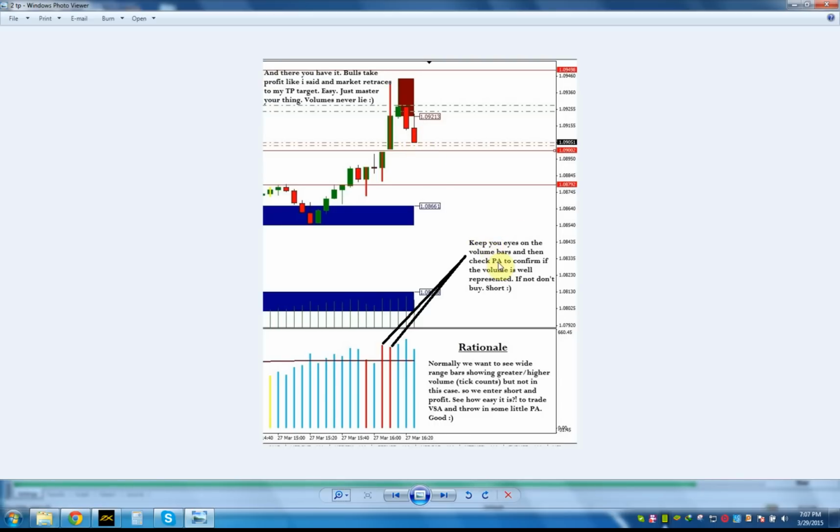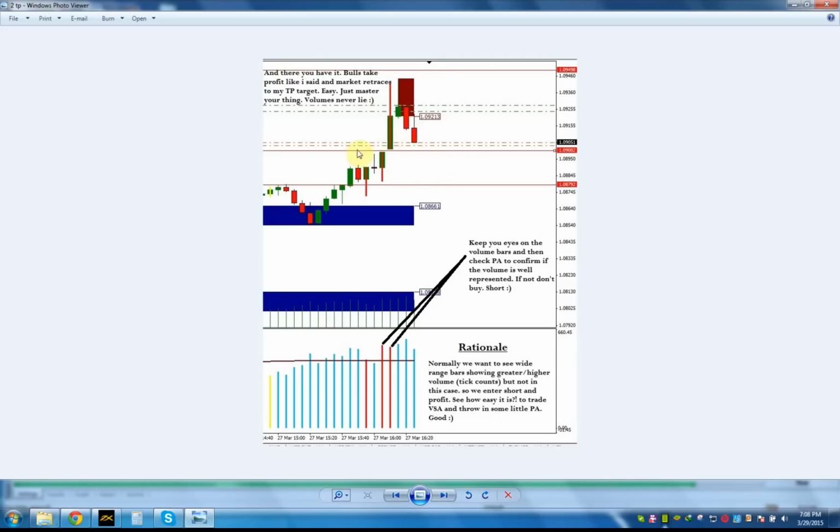So keep your eyes on the volume bars, just like I have explained before, that a bigger candle is supposed to show us higher volume, but not in this case. You see the disparity there? The volume was not well represented on the price bar. So it's for that reason that you don't buy into this move, like a rookie or a new trader is going to do. We sell into this move for some quick money, and this is actually volume spread analysis.